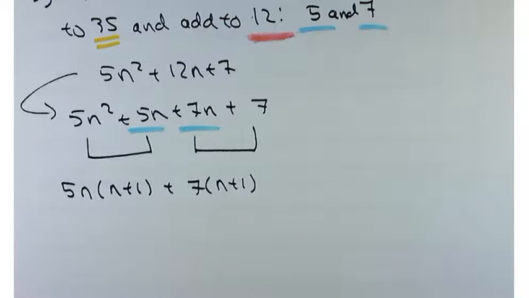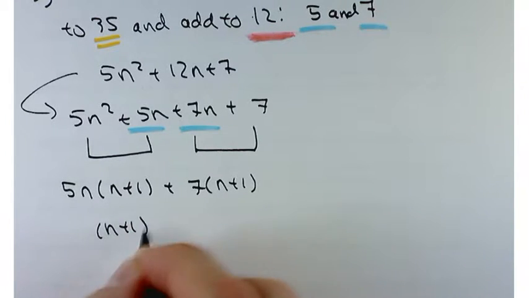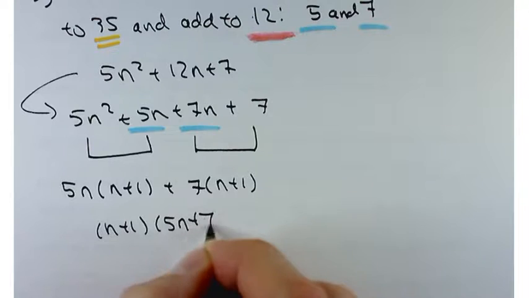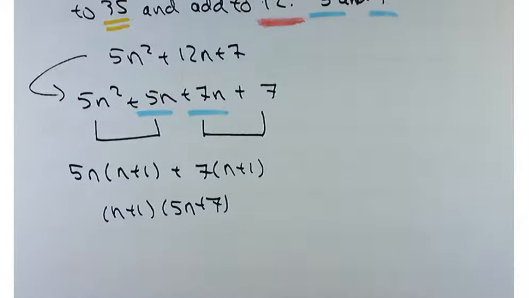Don, you're a ventriloquist. That sounded like Tomer. I was impressed. All right. N plus 1 times 5n plus 7. Thanks. Okay.